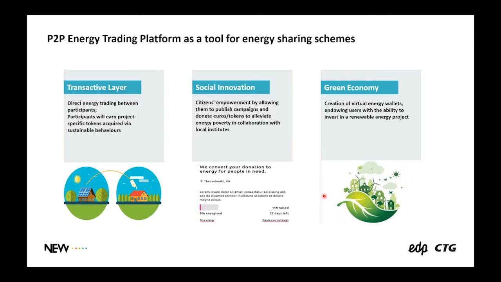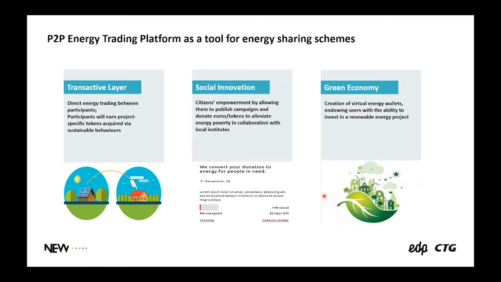The first one is the energy transactive layer, so that will basically endow the participants to directly trade energy between the participants. And this can be made via money or tokens. And over here in the tokens part, there is also a disruptive model that we are trying to build, which is the fact that the citizens can be rewarded with some tokens via sustainable behaviors. For instance, if they use an EV car, or if they go on an e-bike instead of riding their car to a certain place, we can reward them with specific tokens.